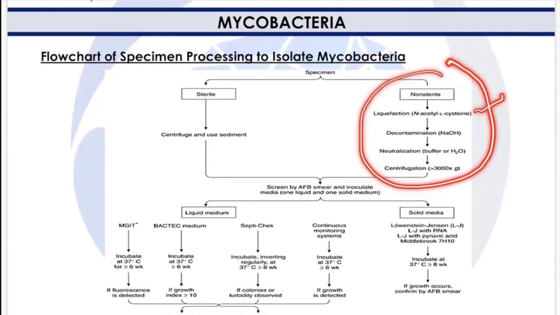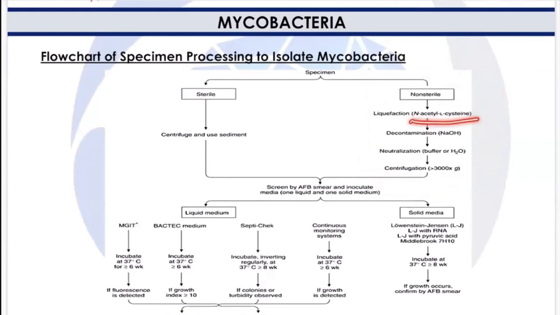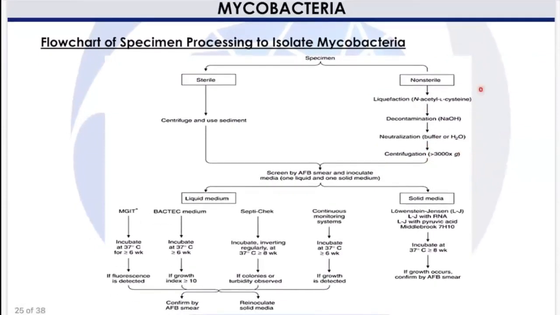So it is liquefaction or tinatawag din ito guys na digestion with the use of NALC, or N-acetyl L-cysteine, followed by decontamination with the use of sodium hydroxide, followed by neutralization, and lastly centrifugation at 3,000 G for better yield, for high yield. Okay? So usually ginagawa natin itong apat na steps na ito if the specimen is a non-sterile specimen. But if it is sterile, you do not have to do decontamination anymore, di ba?